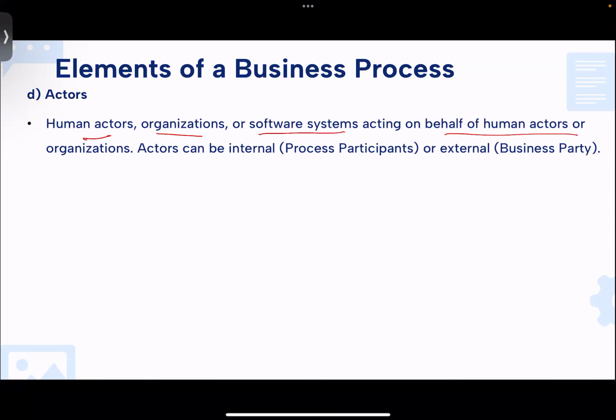So basically actors means the people, organizations, or software systems that are involved in the particular process. When you consider actors, we can identify internal actors as well as external actors. Internal means the people who are actually involved in the process. Those people are known as process participants. External means business parties, for example, the person who is supplying the particular equipment to us in this example.